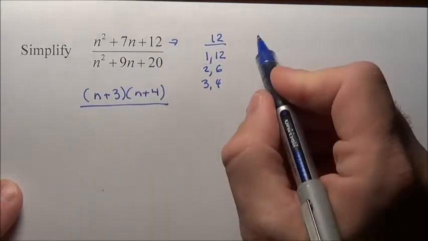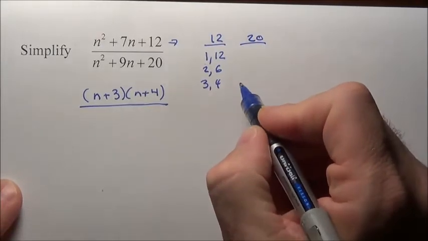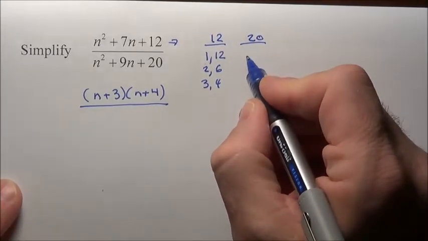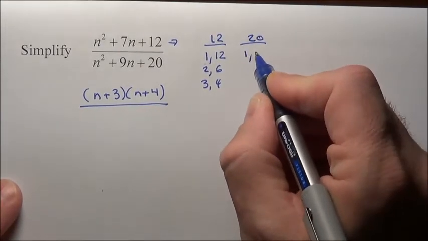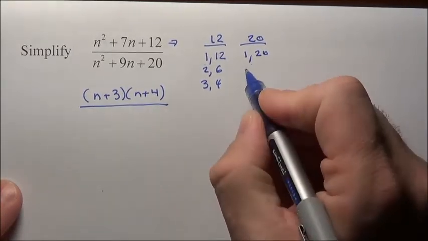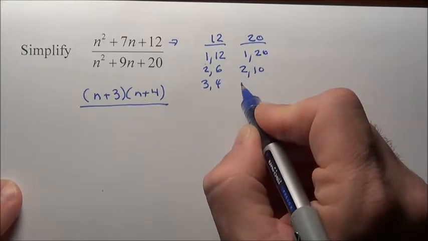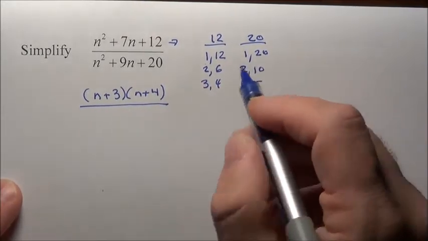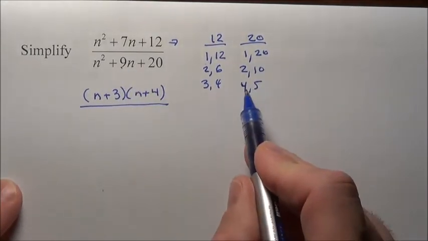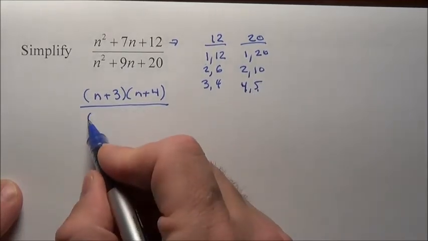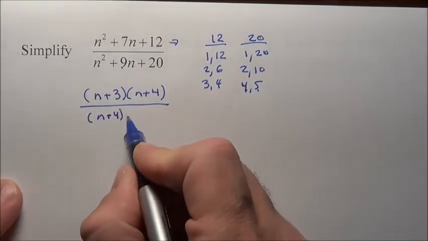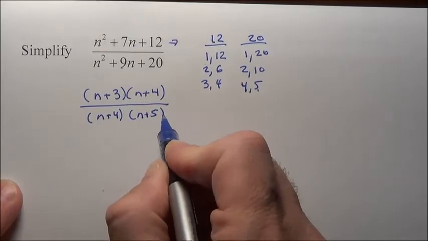Now on the bottom, we got to deal with the factors of 20. What multiplies together to give us 20? Well, there's 1 times 20. There's 2 times 10. 3 times nothing. 4 times 5, and we're done. Which of these can create the 9? The 4 and the 5. So this is going to be an n plus 4 in the bottom and an n plus 5.